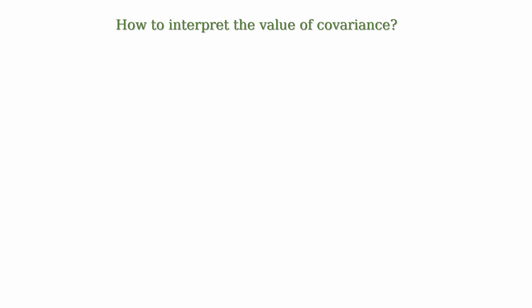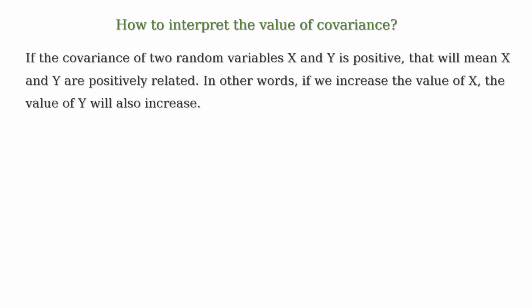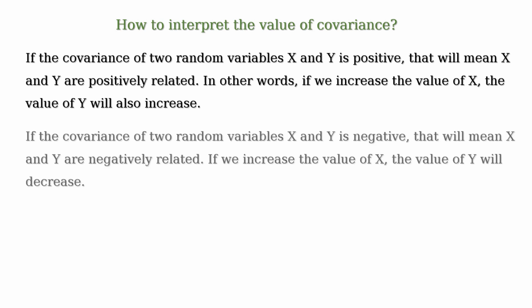So, how to interpret the value of covariance? If the covariance of two random variables x and y is positive, that will mean x and y are positively related. In other words, if we increase the value of x, the value of y will also increase. On the other hand, if the covariance of two random variables x and y is negative, that will mean x and y are negatively related. In other words, if we increase the value of x, the value of y will decrease.